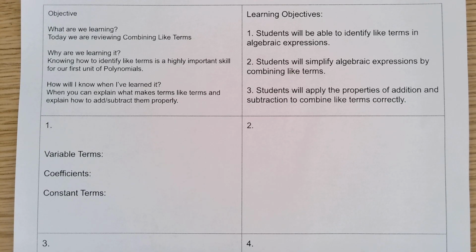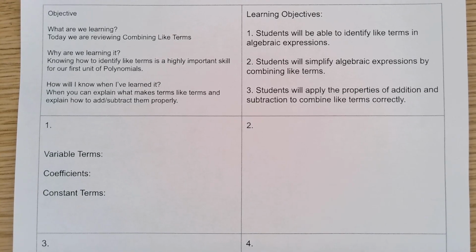How will I know what I've learned it? When you can explain what makes terms like terms and explain how to add and subtract them properly. Our learning objectives: by the end of this lesson, you'll be able to identify like terms in algebraic expressions. You'll be able to simplify algebraic expressions by combining like terms, and you'll be able to apply the properties of addition and subtraction to combine like terms correctly.